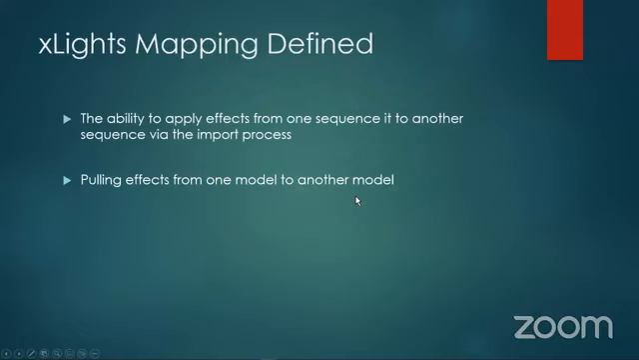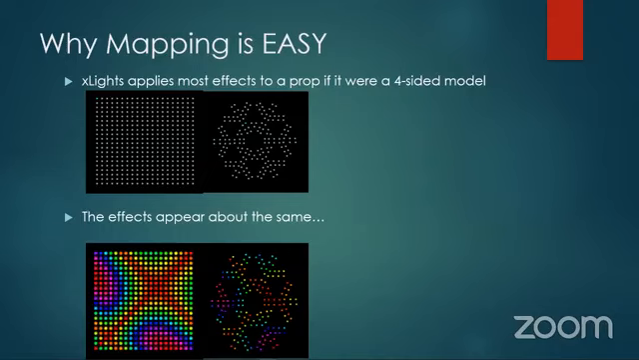So the first thing I want to talk about is defining what mapping is. When we consider mapping, it's the ability to apply an effect from one sequence in another sequence via the import process. So you're able to take somebody else's work or another sequence that has been created and apply it to your own home layout. And we do this by pulling in effects from one model to another model, or a group of models to another group of models. So there's the idea of mapping. It's a really simple context.